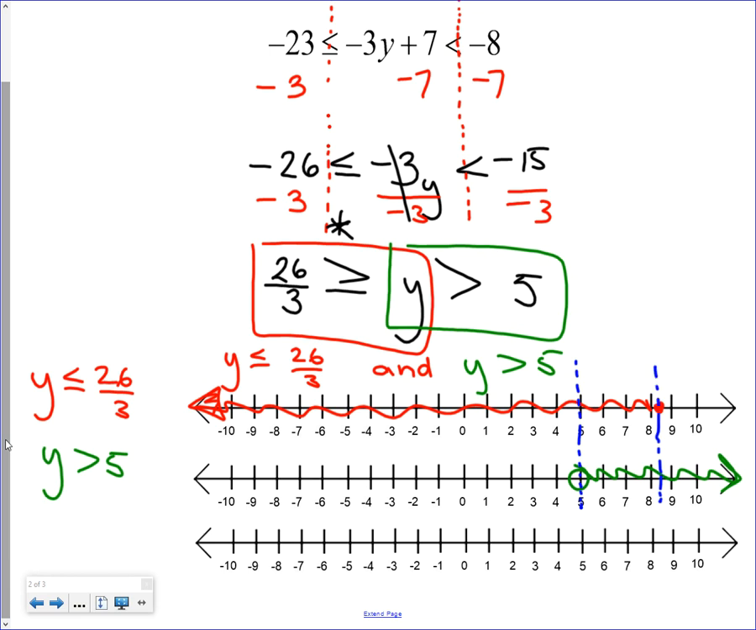So my final graph looks like this. I would have an open dot at 5 and a closed dot at 26/3, which is about 8.6. And then I would have everything shaded in the middle.